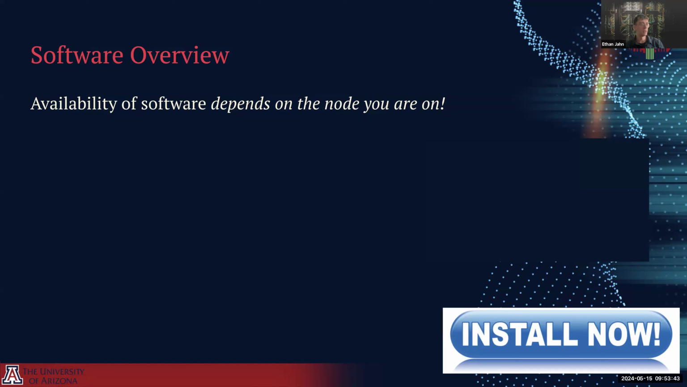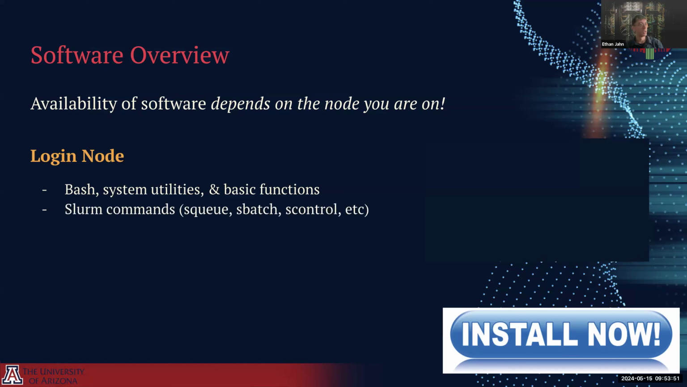So the availability of software does depend on the node that you're on. The login node has bash commands, system utilities, and basic functions. It also has Slurm commands. All of the Slurm commands start with the letter S. So squeue, sbatch, scontrol, there's a large number of them. We'll talk about those a little bit more when we talk about running jobs.